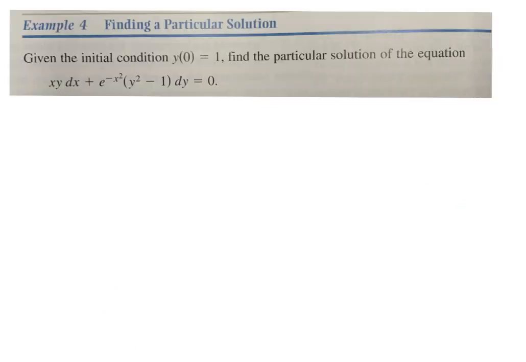We're doing what we did in the first 3 examples, or at least example 3, where we do separation of variables, but now we have an initial condition. So this means that I can now go back after I have solved for it and plug in my initial condition and get an exact or a particular solution. And so it says, given the initial condition of y of 0 equals 1, find the particular solution of the equation xy dx plus e to the negative x squared, y squared minus 1 dy equals 0.